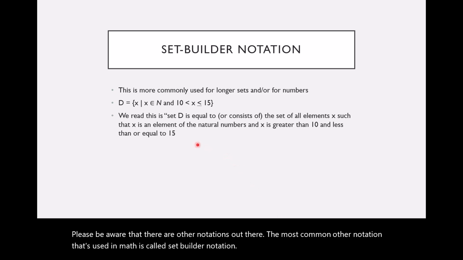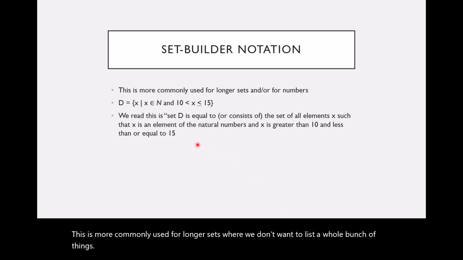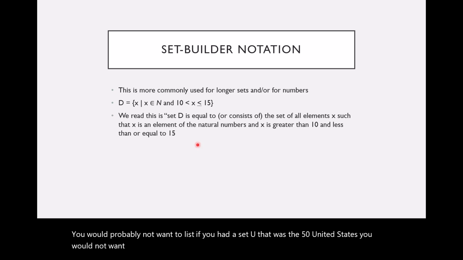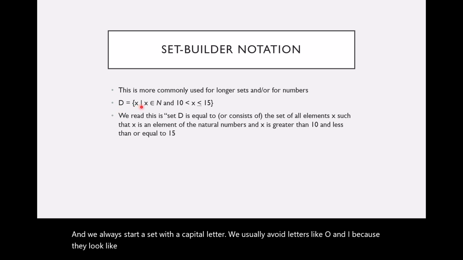This is more commonly used for longer sets where we don't want to list a whole bunch of things. If you had a set U that was the 50 United States, you would not want to list all 50 states. So we use what's called set builder notation. And we always start a set with a capital letter. We usually avoid letters like O and I because they look like 0 and 1.